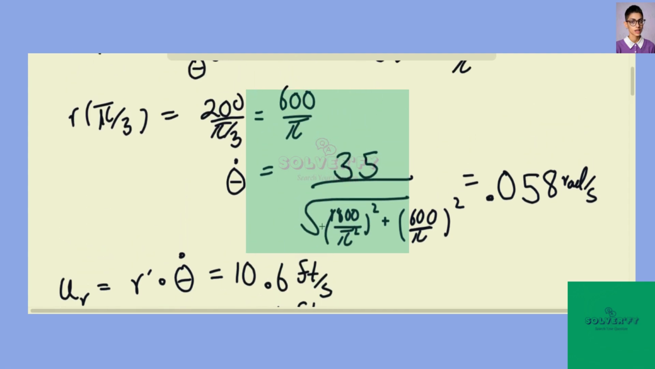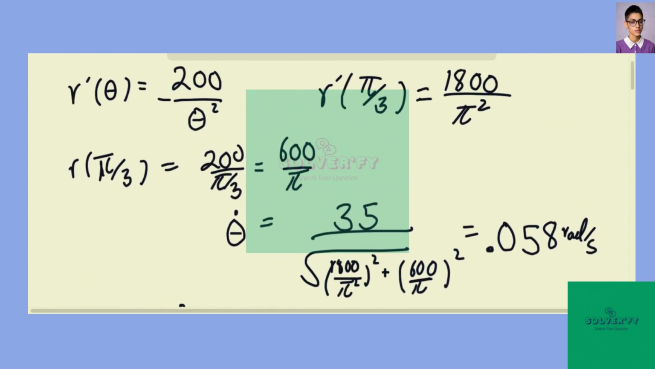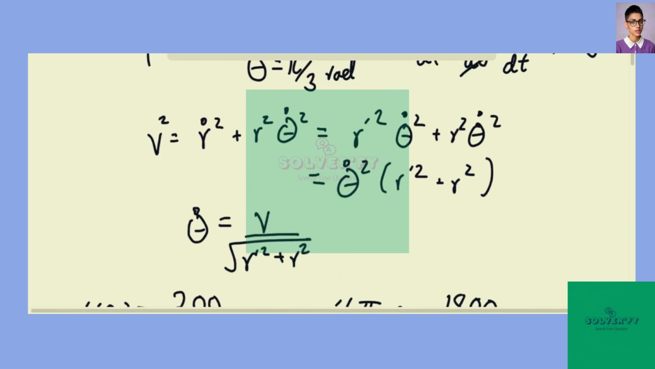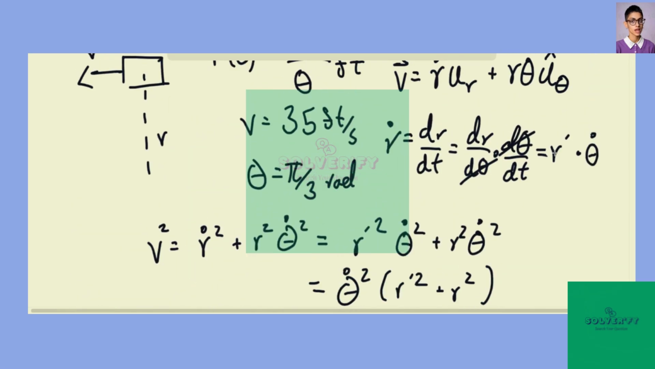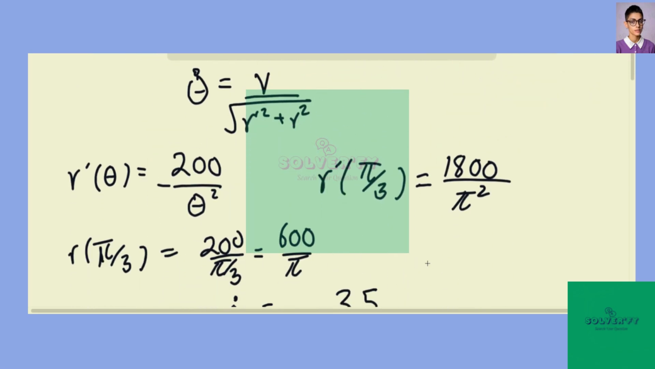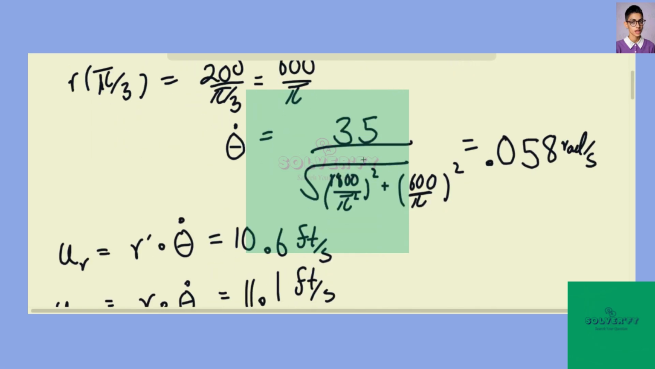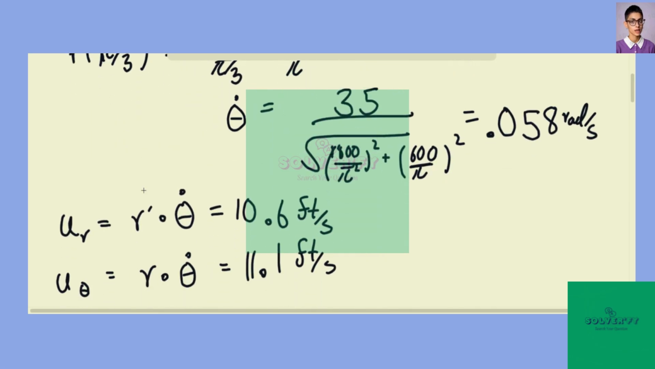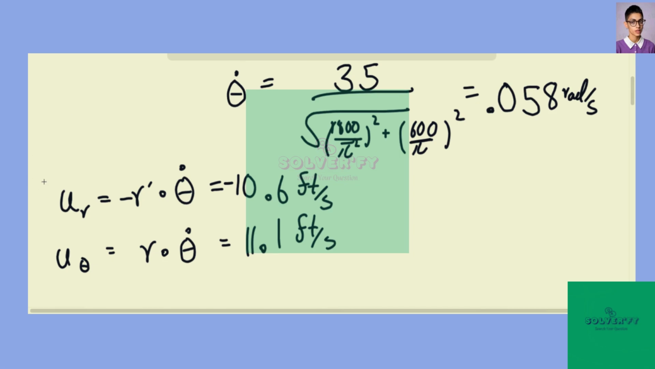And for the sign on these, r prime is negative, so this should be a negative. These were squared, so we don't care about that, but this will still be a negative, and this will also be negative. And that's our solution.